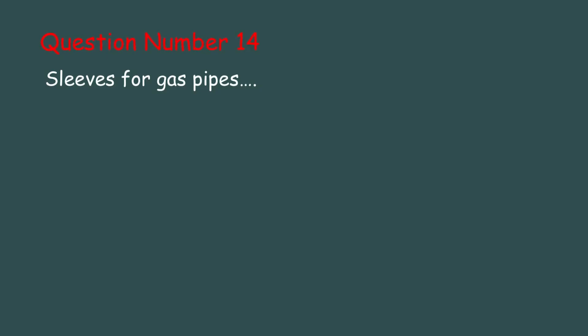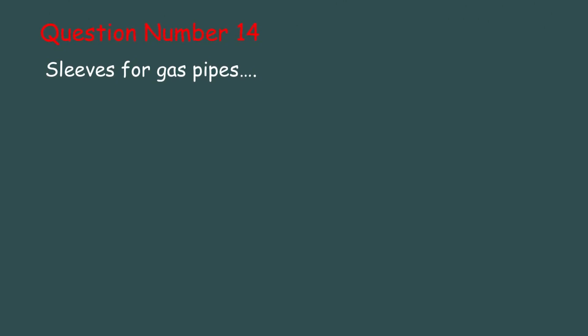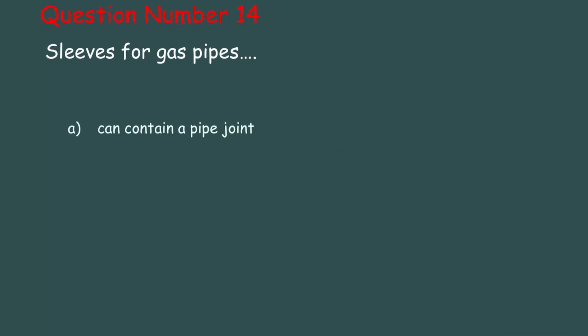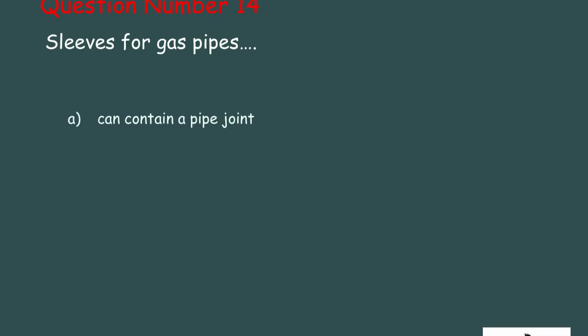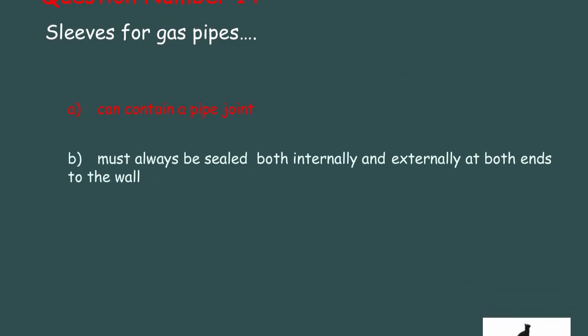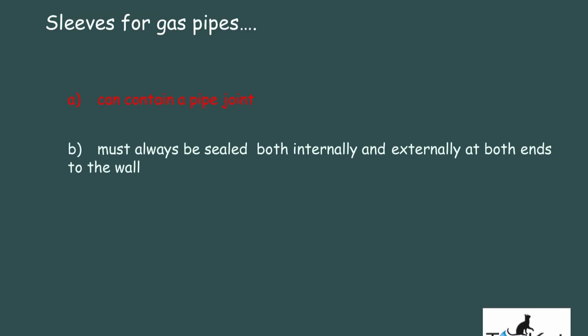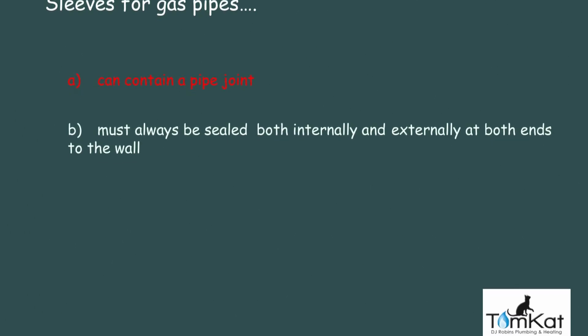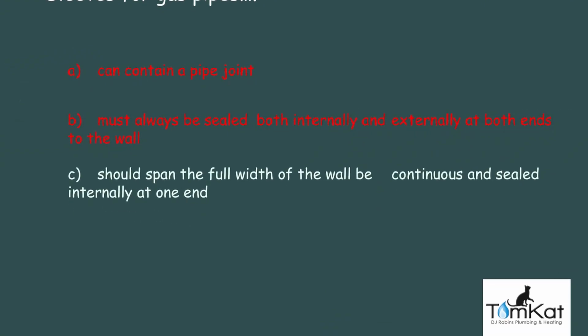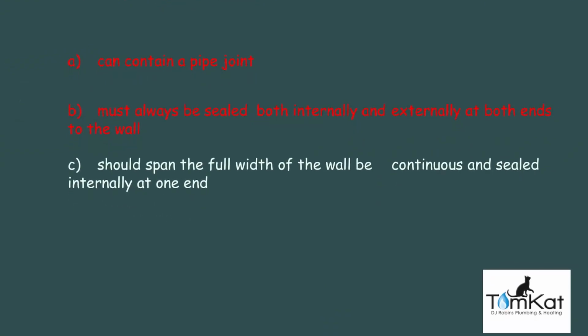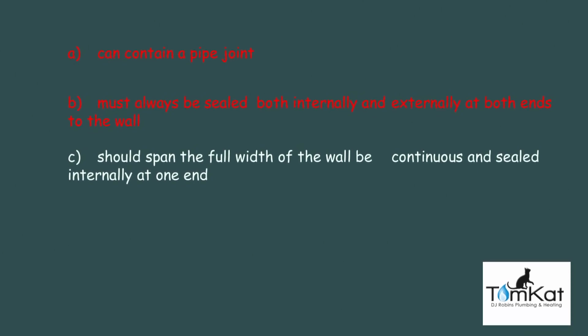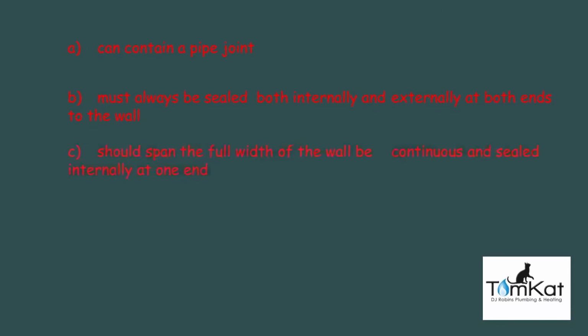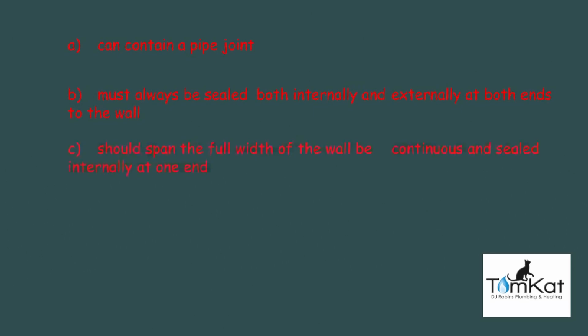And now for question 14 in part 6. Sleeves for gas pipes: A, can contain a pipe joint. B, must always be sealed both internally and externally at both ends to the wall. And C, should span the full width of the wall to be continuous and sealed internally at one end. That is the end of question 14 in part 6.